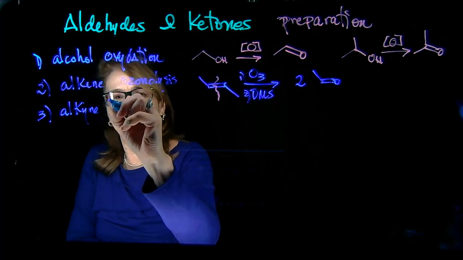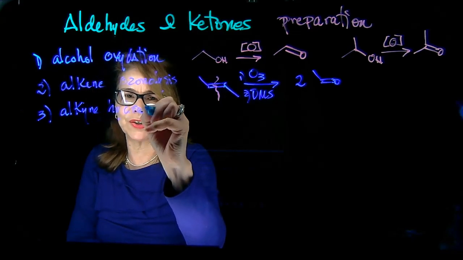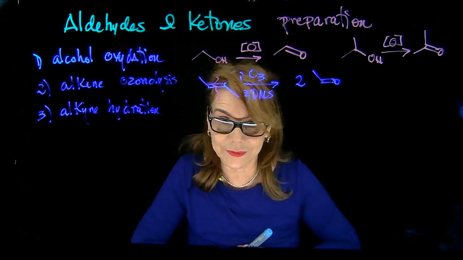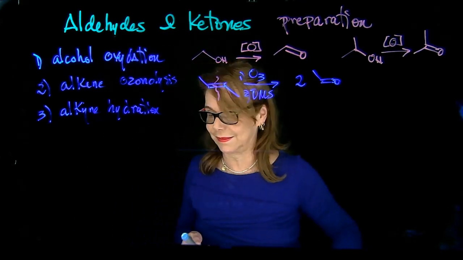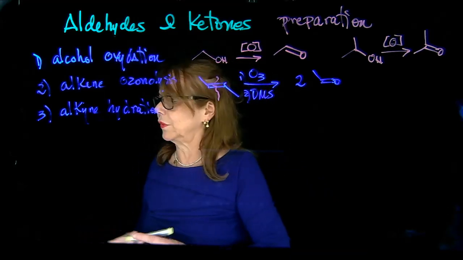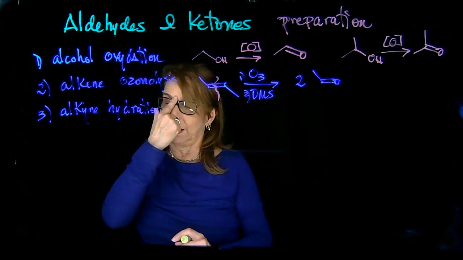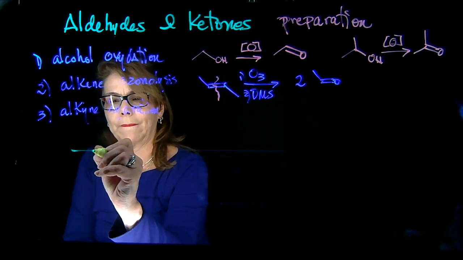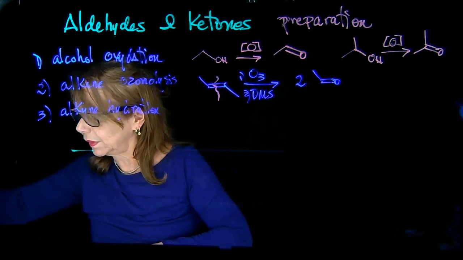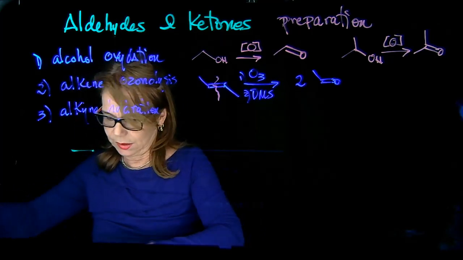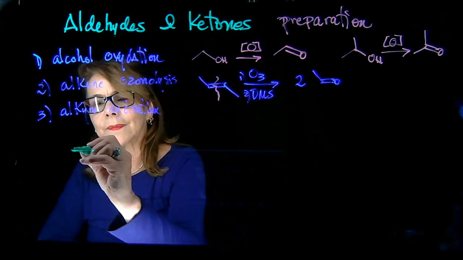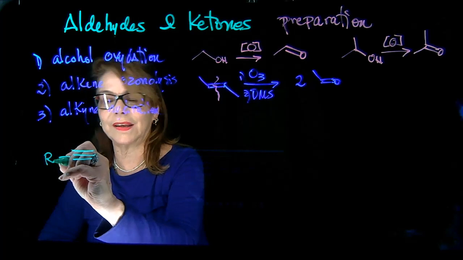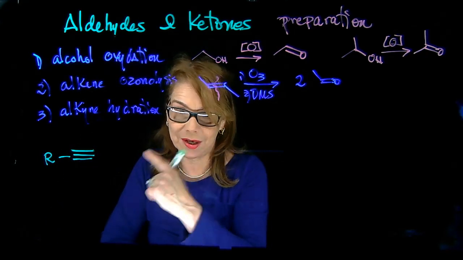Alkyne hydration. We're going to see that it can happen in a Markovnikov and anti-Markovnikov fashion, and depending on that, you're going to get different products. So let's start with a terminal alkyne. Say that I have a triple bond, and I'm going to say that it is terminal. Remember, there will be an H here.